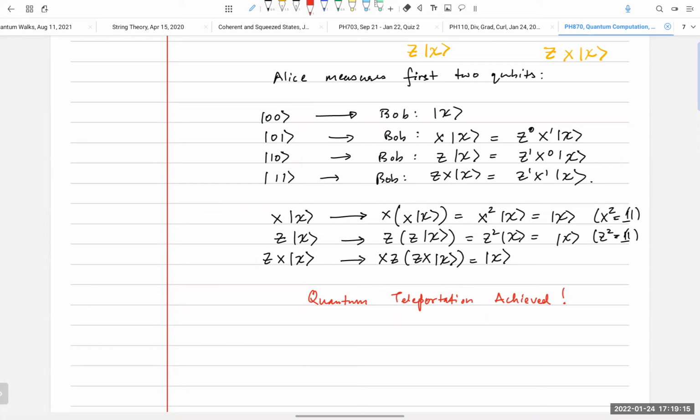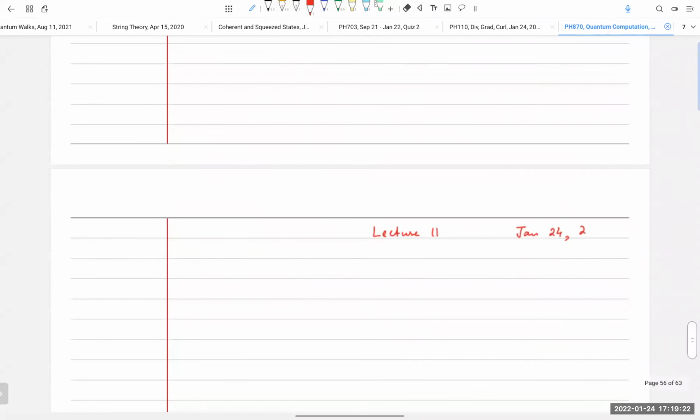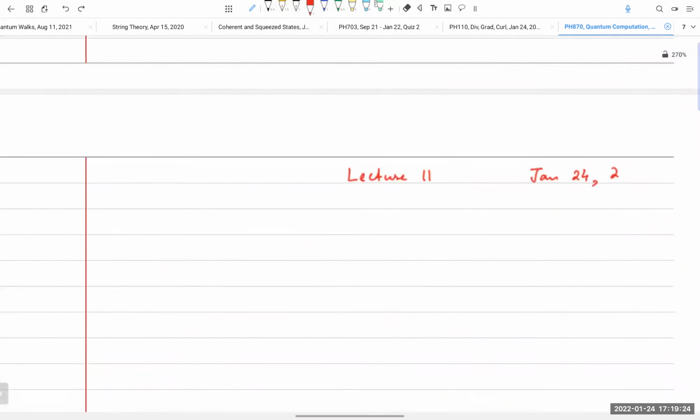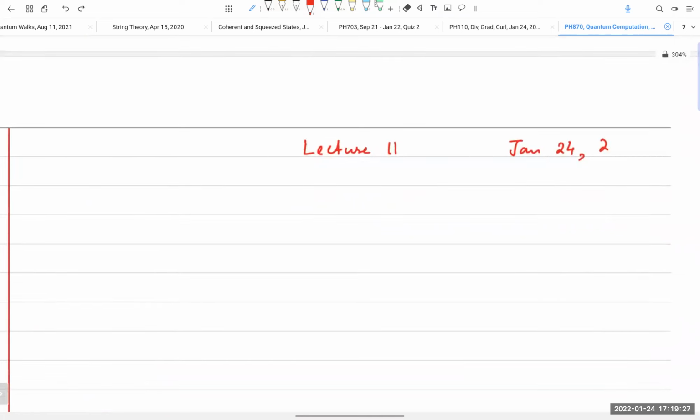Now, as almost a byproduct of the same setup, we are able to achieve something else, which is called superdense coding. So this I suppose will be our second application.